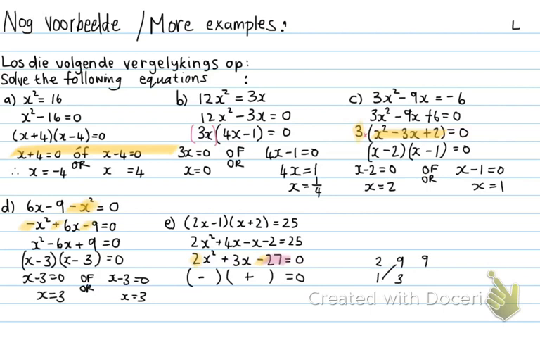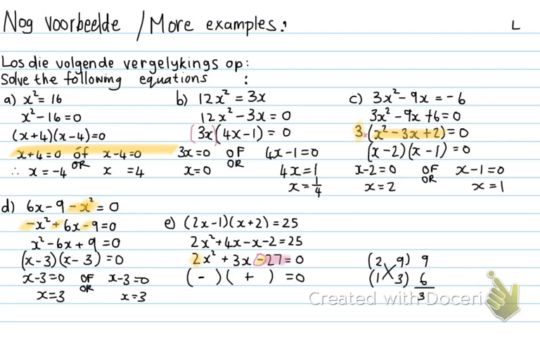Now I cross multiply. 1 times 9 is 9. 2 times 3 is 6. Now I ask myself, look at this. Can I subtract 9 and 6 to get 3? So that's how I read it. Look again. Can I subtract 9 and 6 to get 3? Yes, I can. So those will be my 2 brackets.